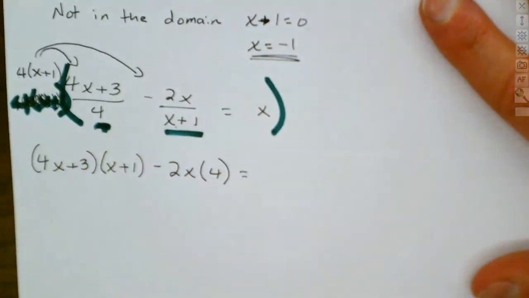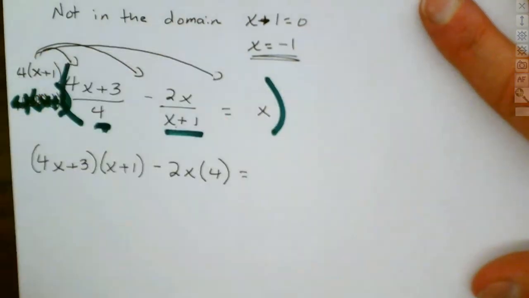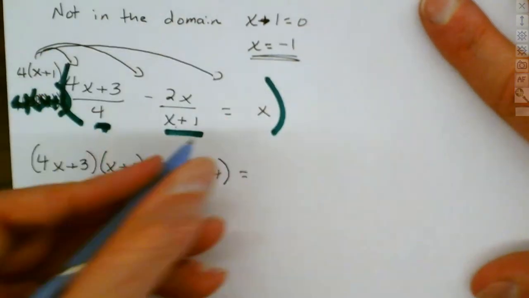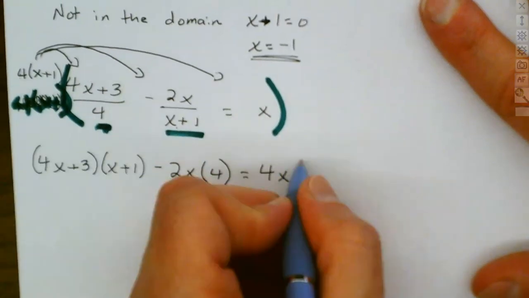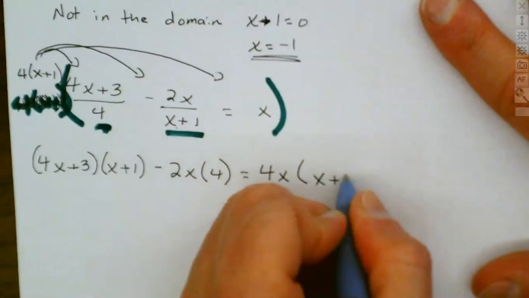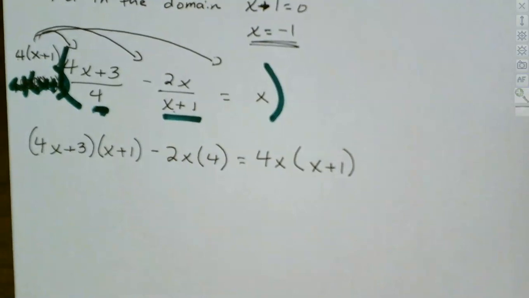What about the other side? Well, nothing cancels at all, so I'm just going to put the x with it, and that's going to be 4x, so I'll just put the x with the 4 in front, times x plus 1. Now we have something that we can work with.